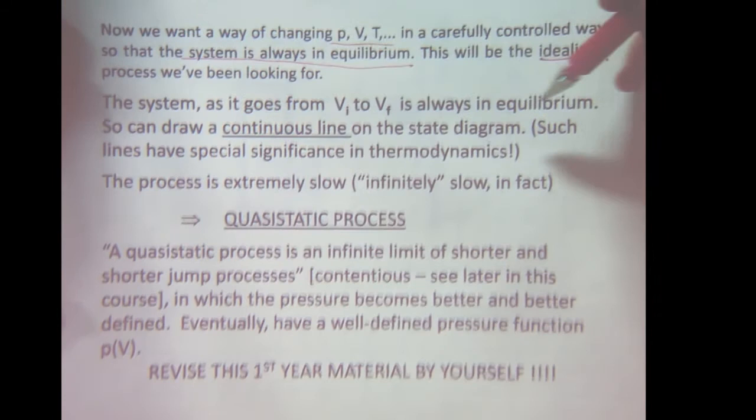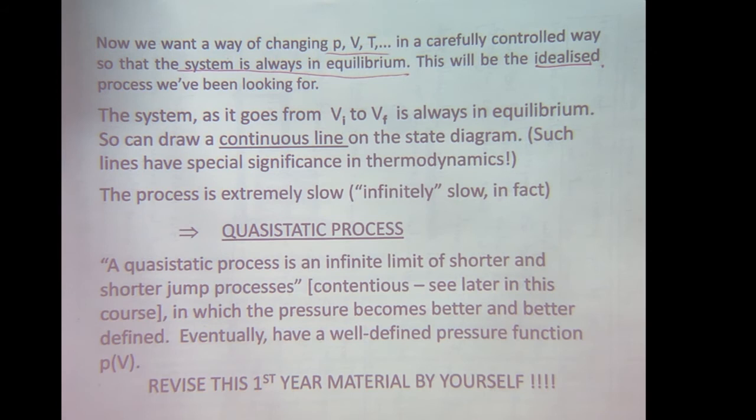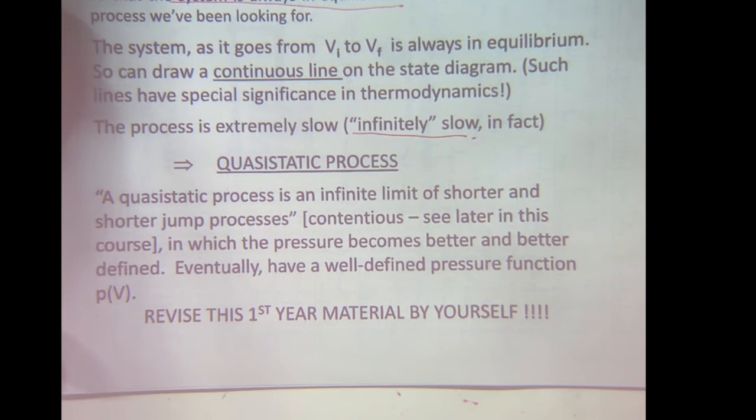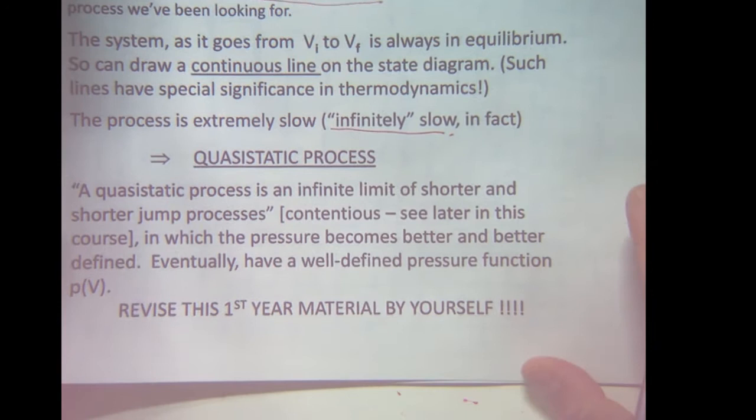So in this idealized process, the system goes from Vi to Vf. It's always in equilibrium. We draw a continuous line on the state diagram. The process is extremely slow. In fact, it's infinitely slow. It would take a very long time, or maybe an infinitely long time, for the quasi-static process. Right. So this is just some basic revision of first year material. I don't think you did it in your first year course. But anyway, there it is.